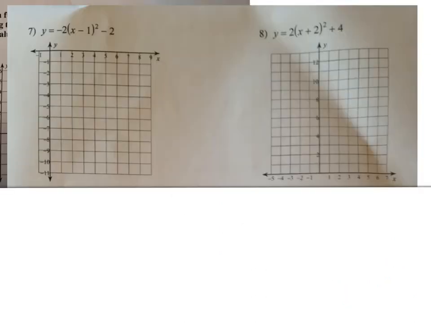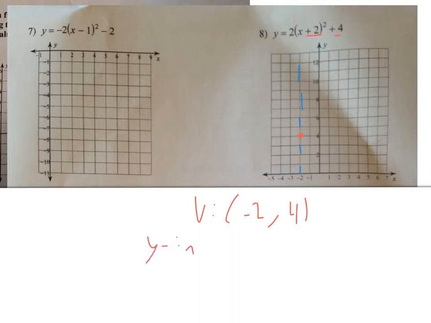All right, number 8, same idea here. So first of all, the vertex is very easy to find. We switch that x value, but then keep the y value the same. So negative 2 comma 4 right there. And also draw our axis of symmetry. And now we'll find our y-intercept.